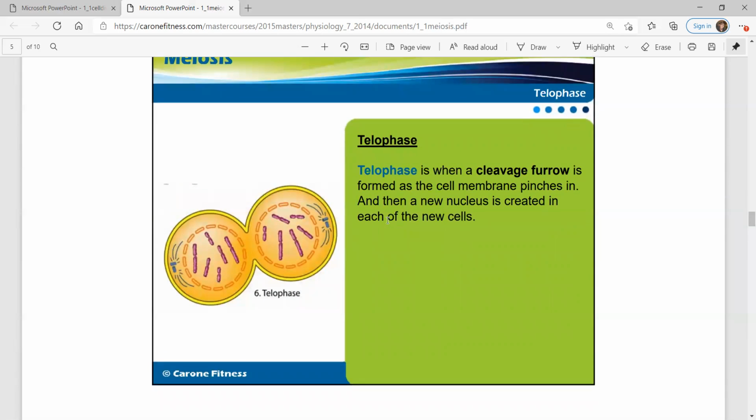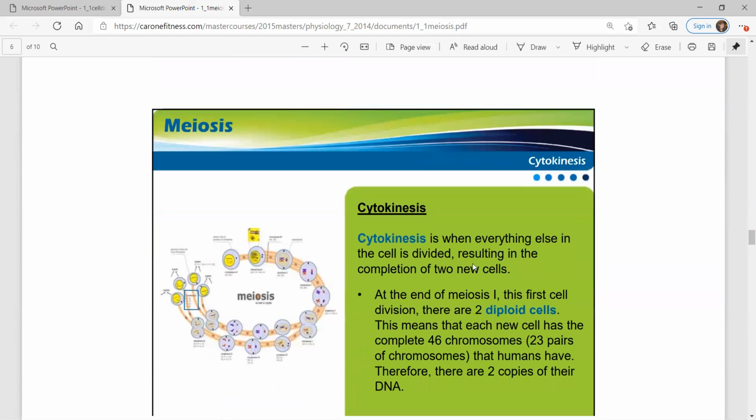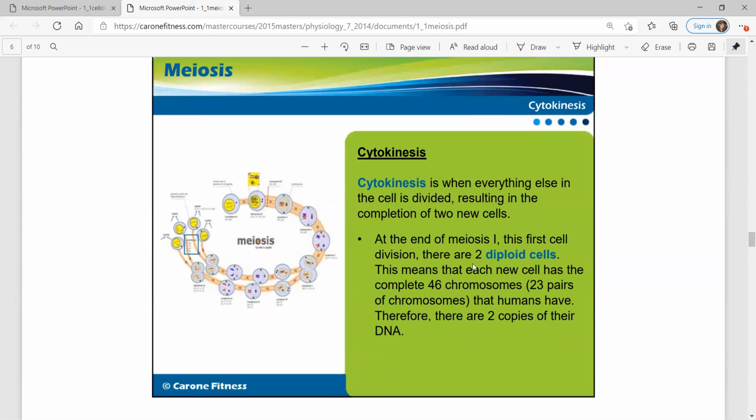Telophase, this is the tail end of the division part, and that's when a cleavage furrow is formed as the cell membrane pinches in, and then a new nucleus is created in each of the new cells. Cytokinesis, that's when everything else in the cell is divided, resulting in the completion of 2 new cells.